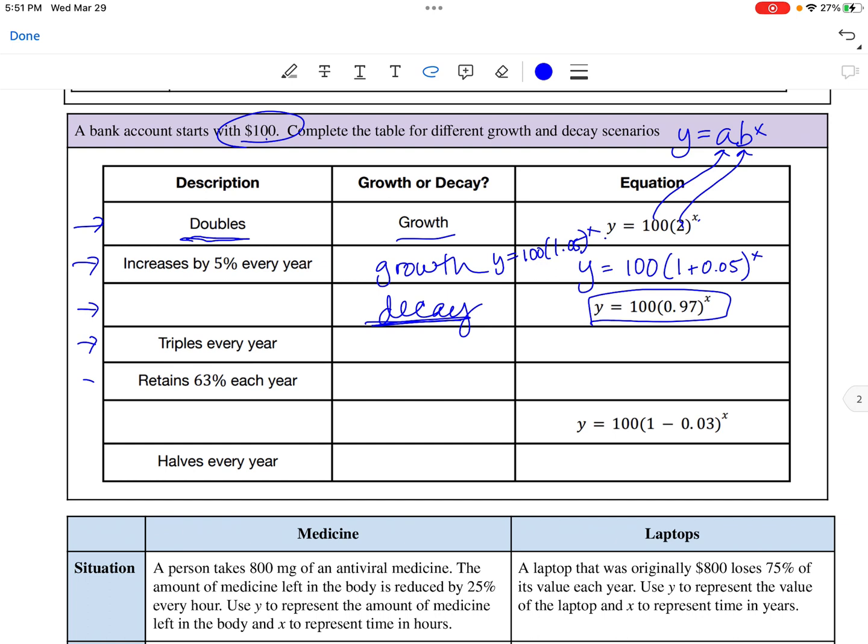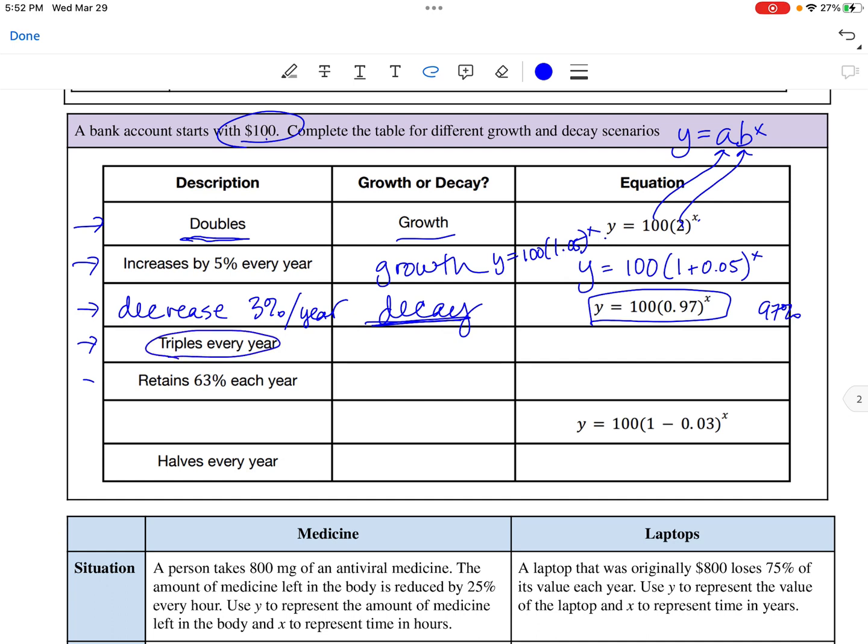And we have to think, well, if it's exponential decay, it's going to be decreasing by some amount each year. How much is it decreasing by? Well, each year it's 0.97, or 97%, of what it was the year before. So that means it must be decreasing by 3% every year, because 3% plus 97% is 100%, the whole thing.